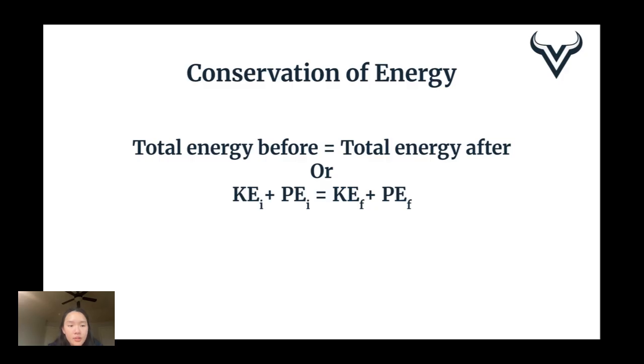The law of conservation of energy states that in a closed system, energy cannot be created or destroyed. It just changes forms. So if an object loses potential energy, it gains the same amount in kinetic energy in a closed system. The general conservation of energy equation in a closed system is kinetic energy initial plus potential energy initial equals kinetic energy final plus potential energy final.